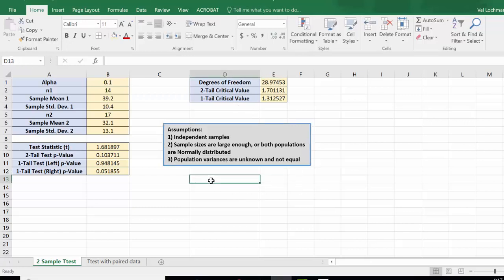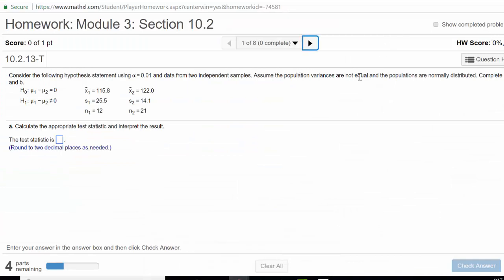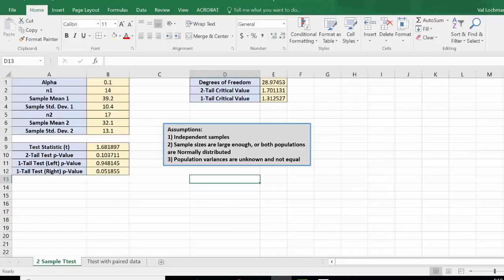The textbook does cover the situation when the population variances are equal. We're not responsible for covering this material, okay? And you will see that all of your problems will assume that the population variances are not the same. So here's the statement right here. Okay, so let's go ahead and see how we solve this problem.